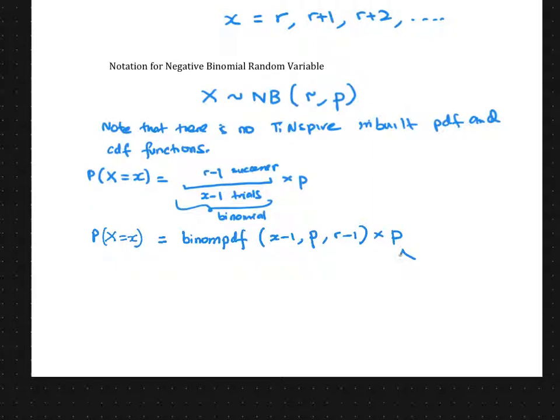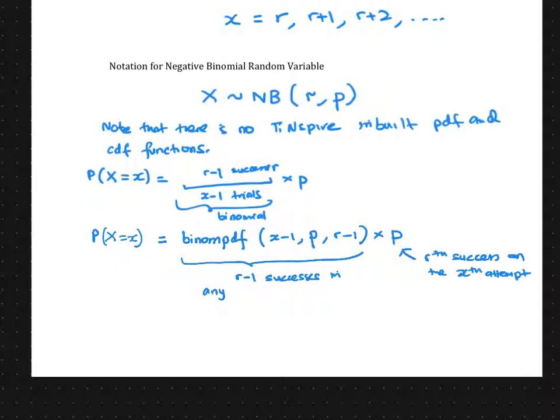where p here is the r-th success on the x-th attempt, and here the binomial is simply r minus 1 successes in any of the previous x minus 1 attempts.